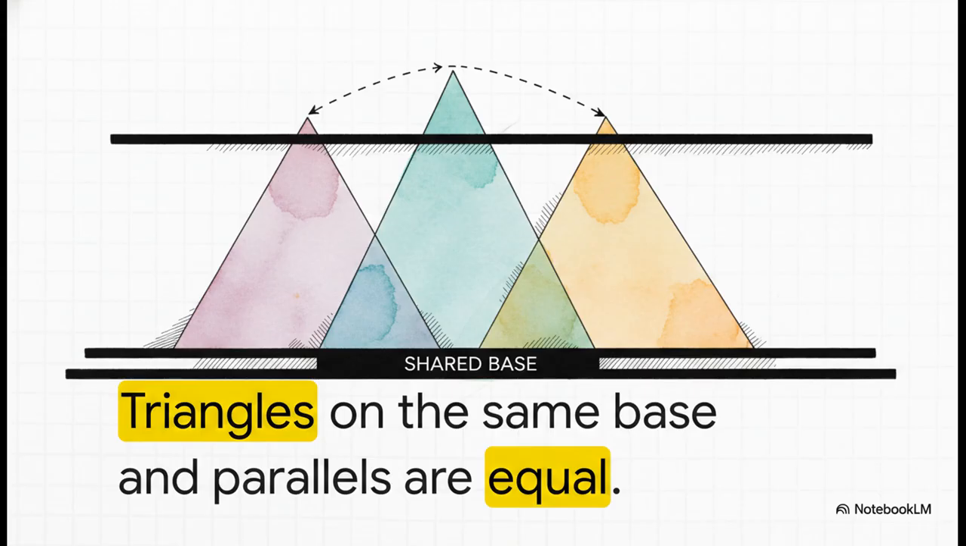Think about it. If all parallelograms on the same base and tracks are equal, and a triangle is half of that parallelogram, then logically, any triangles sharing the same base and the same parallel tracks must also have equal areas to each other. You could slide the top point of a triangle literally anywhere along that upper parallel line. The shape is going to warp, it'll stretch, it'll skew, but its area stays completely frozen in place.